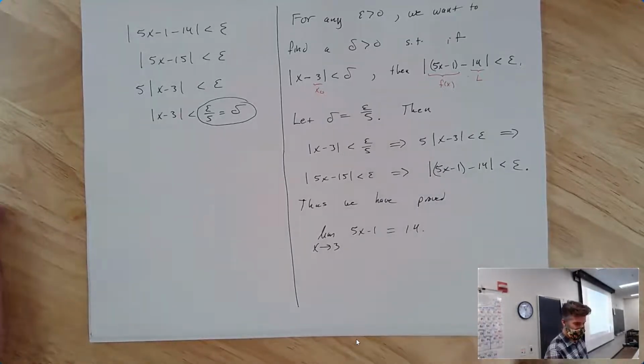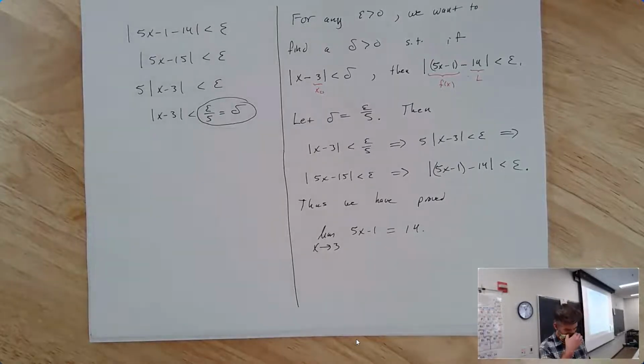I have a question. Yeah. This proof only works if epsilon is positive, but what if it's negative? Epsilon is never negative. Epsilon is always positive. Okay, thank you. Welcome.